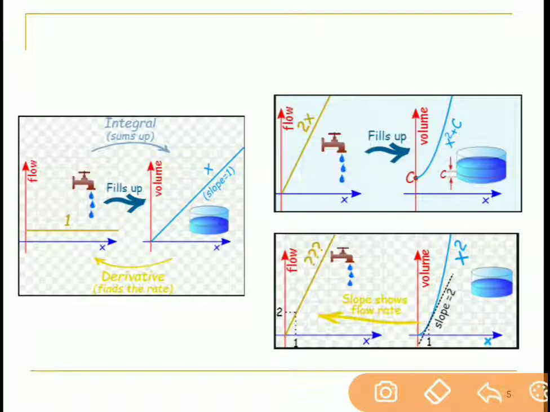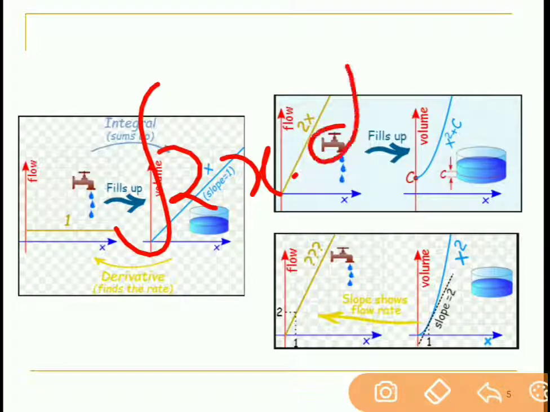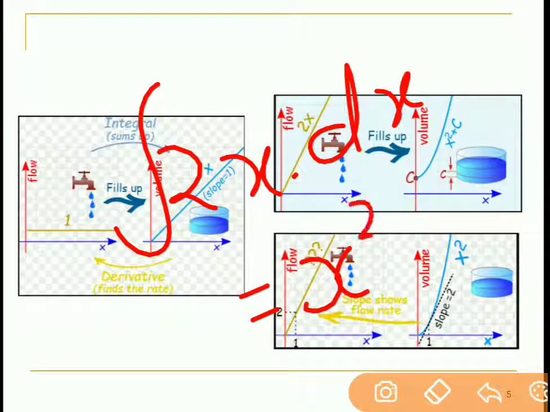Now as the flow rate is varying with respect to the time, the volume will increase in the parabolic form. So the volume increment will be in the parabolic form as you can see in this figure. It means what? When 2x is integrated with respect to x, the answer which you will get will be x square plus constant.